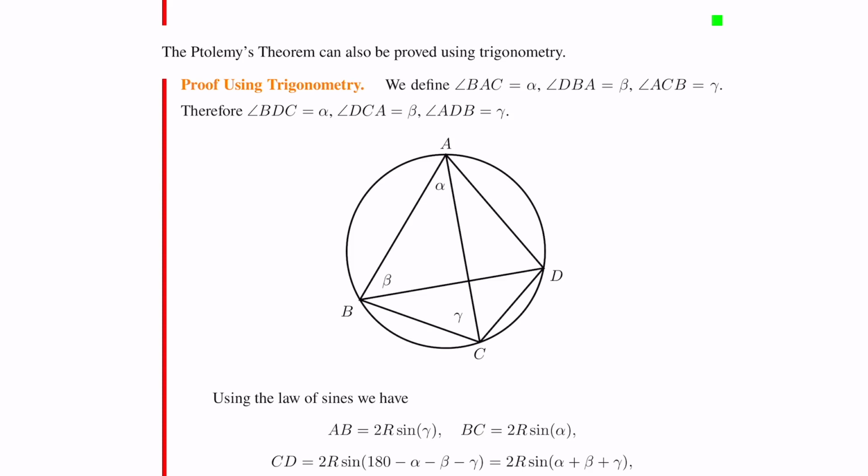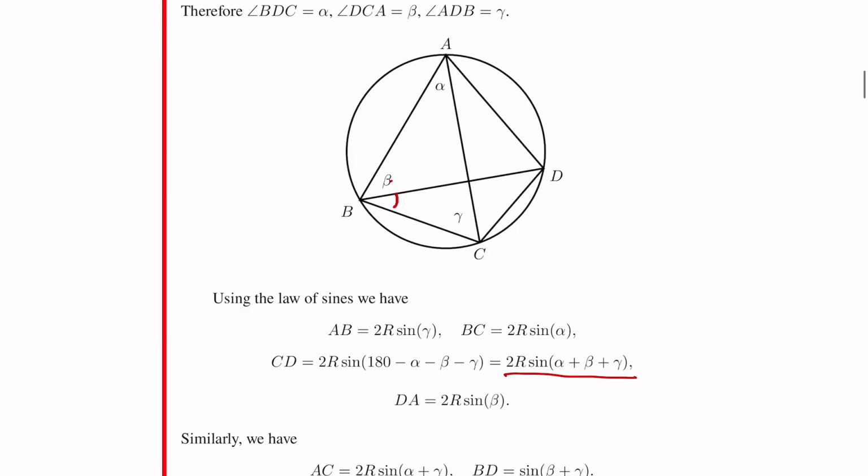And the CD is equal to, that's a little bit complicated because this is the angle. And this angle would be, we know that this red angle plus beta plus alpha plus gamma would be equal to 180 degrees. So this red angle is 180 degrees minus alpha minus beta minus gamma. So that will give us 2R sine of alpha plus beta. So we computed AB, BC, CD, and DA. DA is simple. DA is 2R sine beta. Good. And how about the two diagonals?